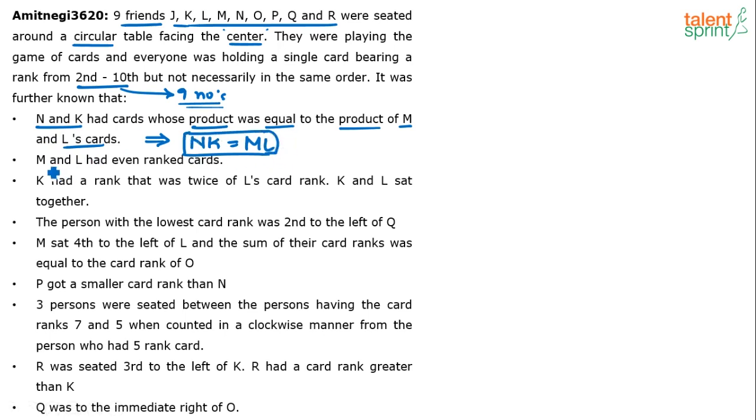Second point: M and L had even rank cards. What does it mean? Remember the 9 numbers: 2, 3, 4, 5, 6, 7, 8, 9, and 10. The even numbers that we have are 2, 4, 6, 8, 10. So when it says M and L had even rank cards, M and L will have 2 or 4 or 6 or 8 or 10. These are the 5 choices. So the second point talks about this. We don't have to read the statement again.